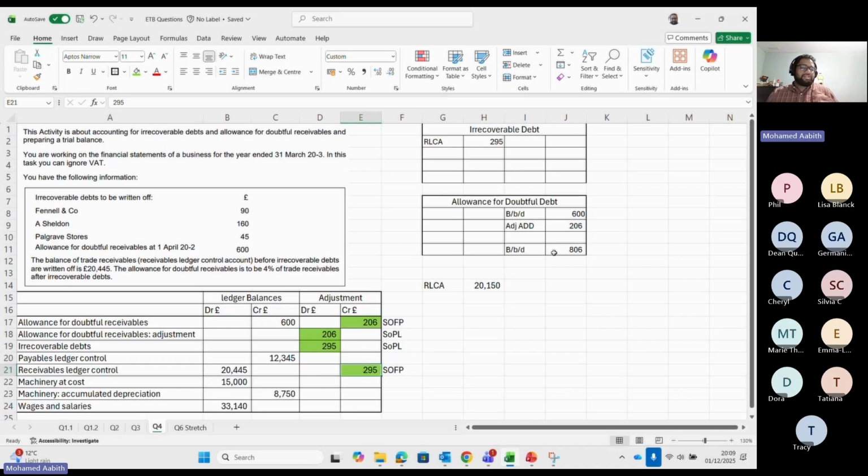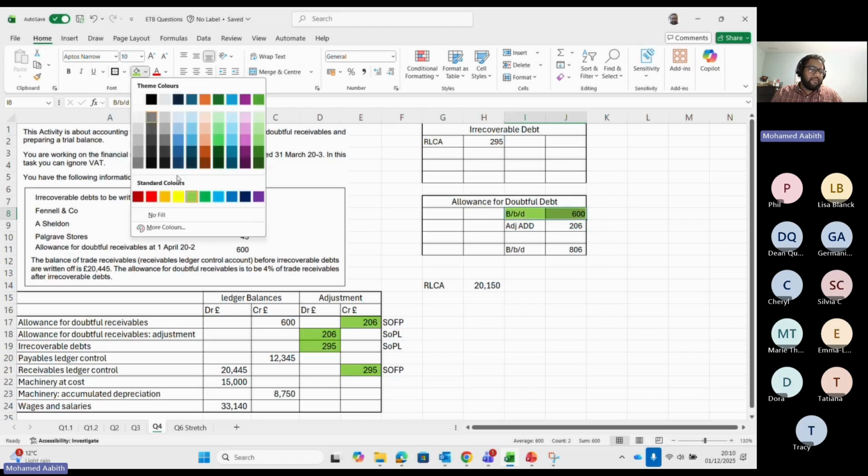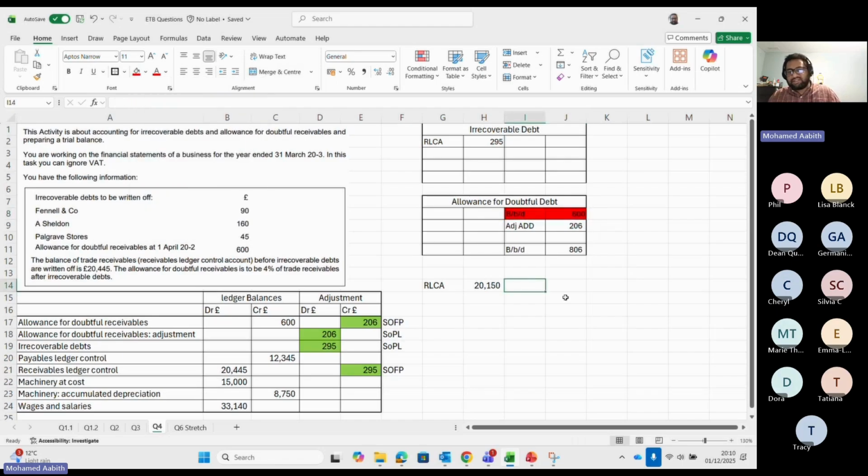So if I look at these questions, guys, when it comes to doubtful debt and the adjustment, it's all about recognizing that the allowance for doubtful debt will always be a liability. It's a credit balance there. So I'll put it on this side. It is a liability against my RLCA in my statement of financial position.